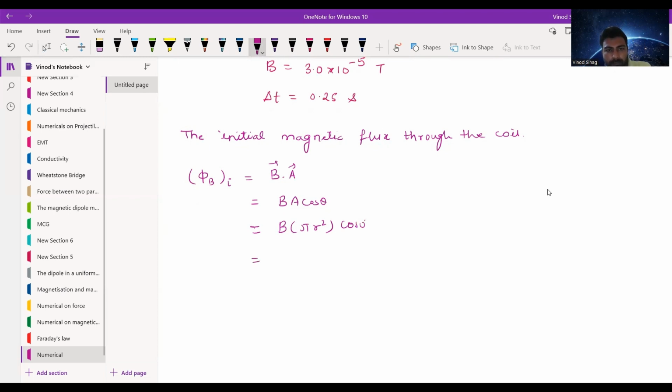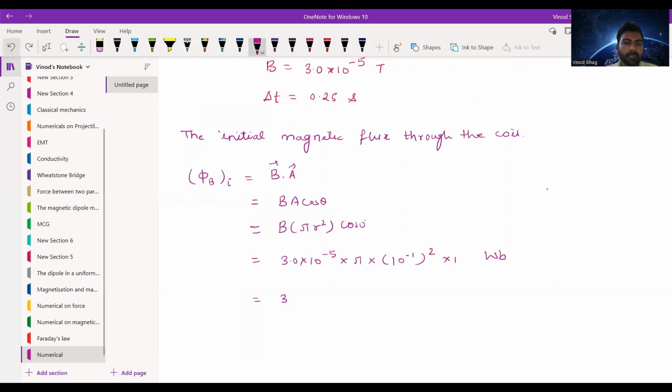So the value of B is 3.0 into 10 to the power minus 5, into pi, into the value of radius, 10 to the power minus 2, so the radius squared will be (10 to the power minus 1) squared, and cos 0 is 1, and the unit is Weber. So its value will be 3.0, or we can say 3 pi.